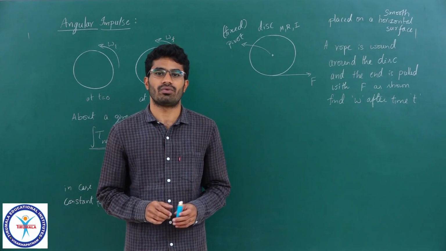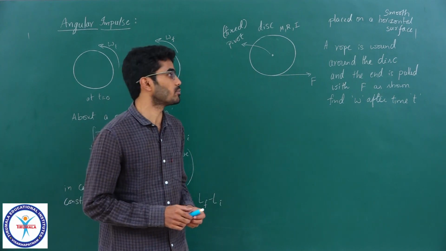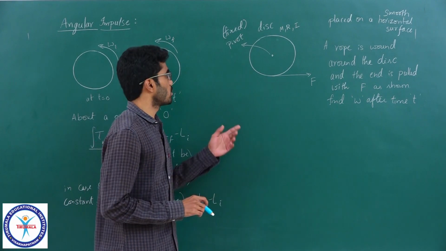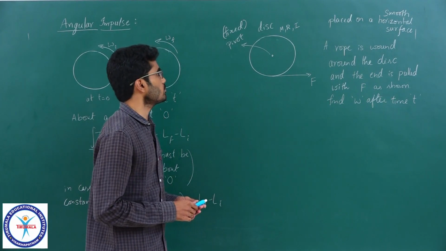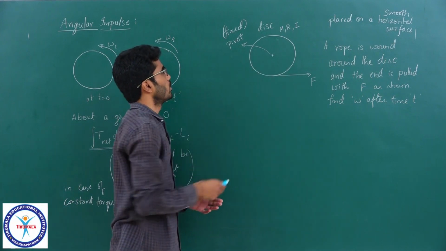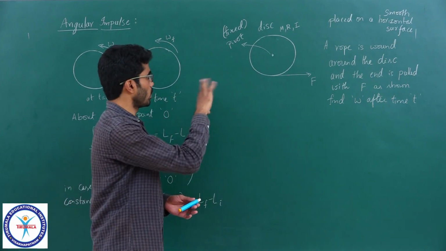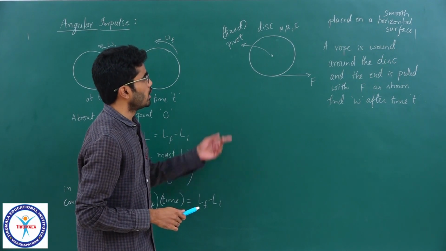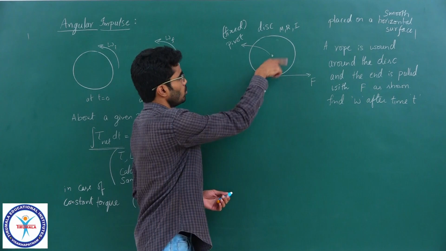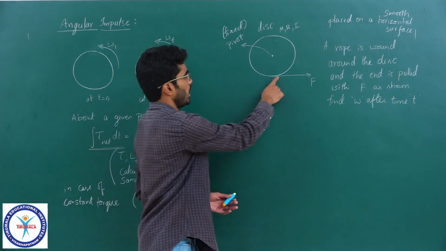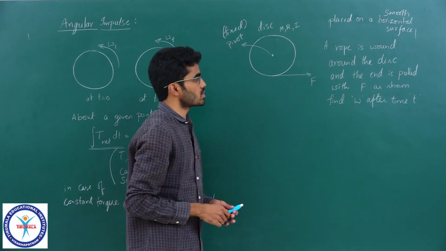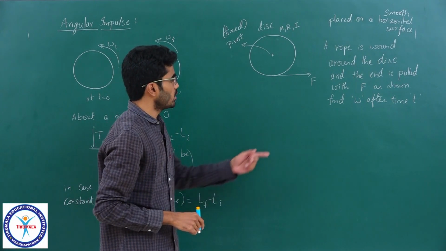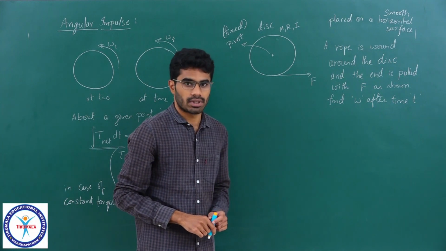Let us discuss a scenario where we can understand angular impulse more clearly. Here there is a disc placed on a smooth horizontal surface and it is fixed at the center pivot. So, it can rotate about the center, but it cannot slide on the table. Now, a rope is wound around the disc and the rope's end is being pulled with a constant force F. We have to calculate the final angular speed after time t.